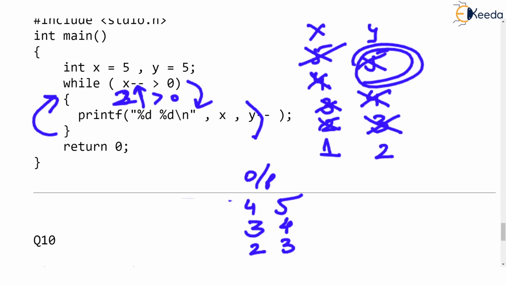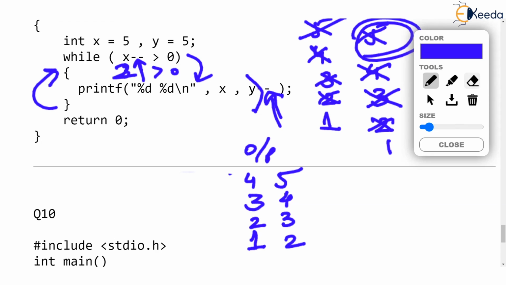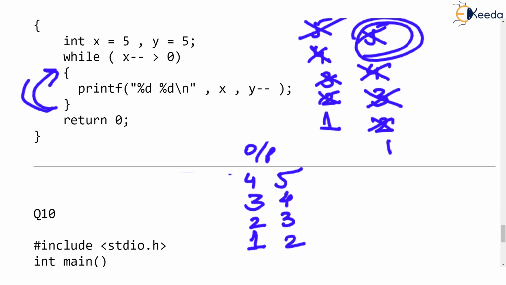But due to minus minus over here, x becomes 1. And then when we go inside the loop, we are printing the next output. Next output is 1 followed by y. Y is 2. But due to this minus minus here, y becomes 1. Y is 1, isn't it? Okay, the new values are 1 and 1 respectively. So now when you go back to the loop, 1 is greater than 0, true condition. So go inside the loop, but x is reduced, x becomes 0.